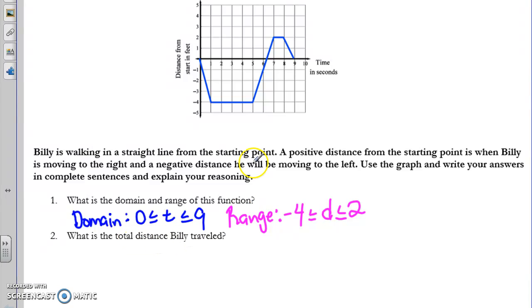What is the total distance Billy traveled? So Billy traveled 4 feet right here. He didn't travel anything here because this is a horizontal line. From here to here, he traveled from -4 to 2, so that would be 6 feet. Didn't travel any here, and then from here to here, he went from 2 to 0 feet, so that's 2. So 4 plus 6 plus 2 gets me a total of 12 feet. So you would just write, the total distance Billy traveled was 12 feet.